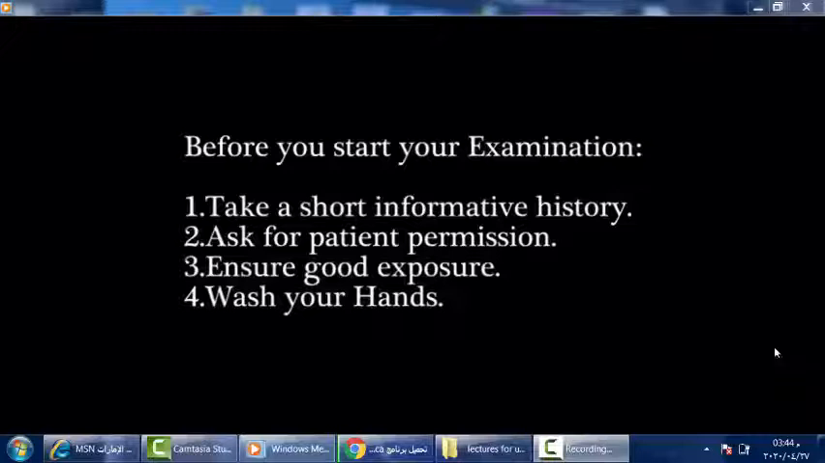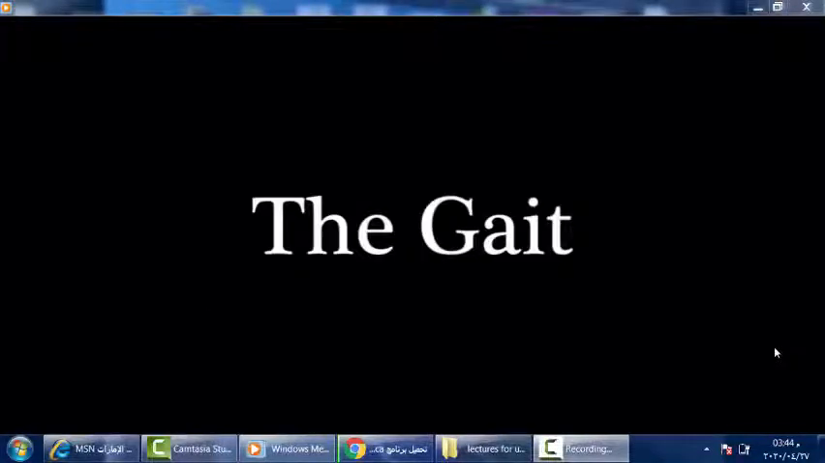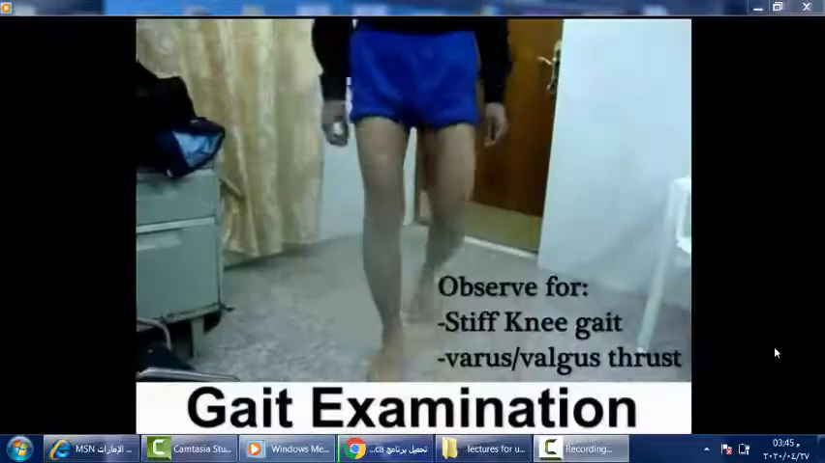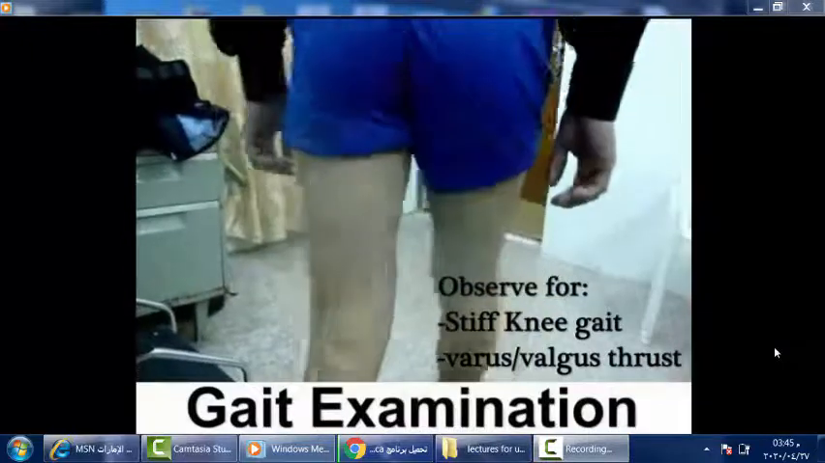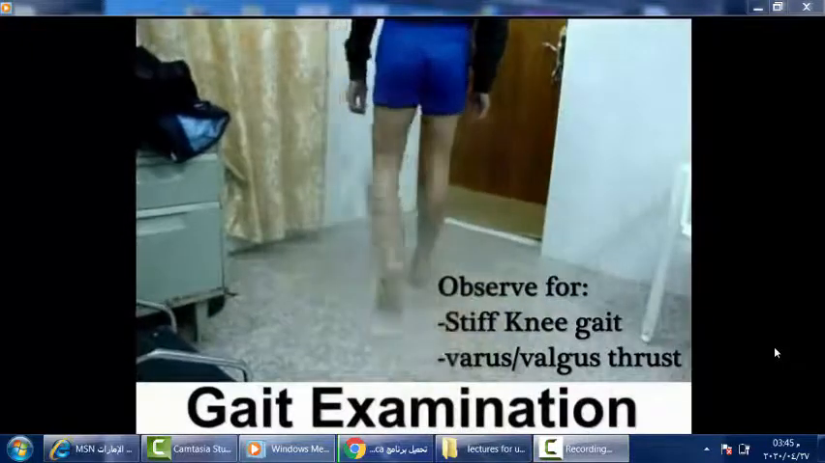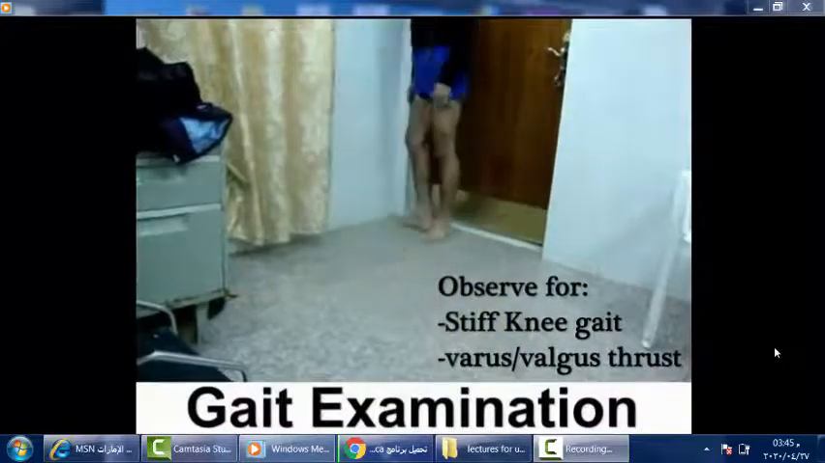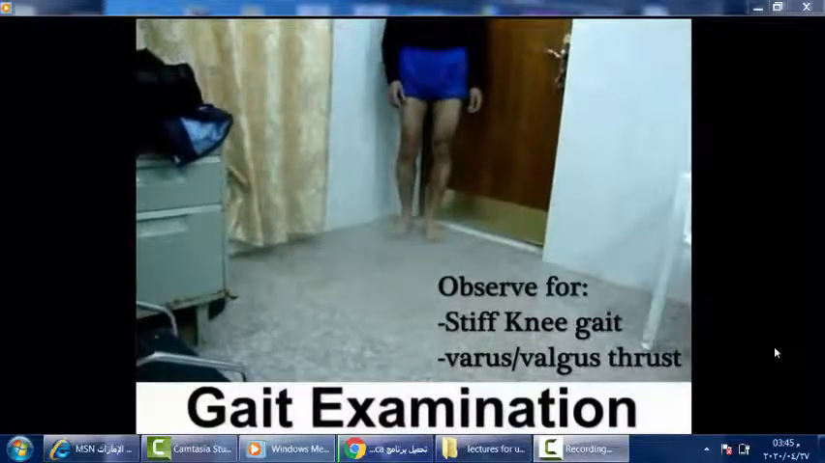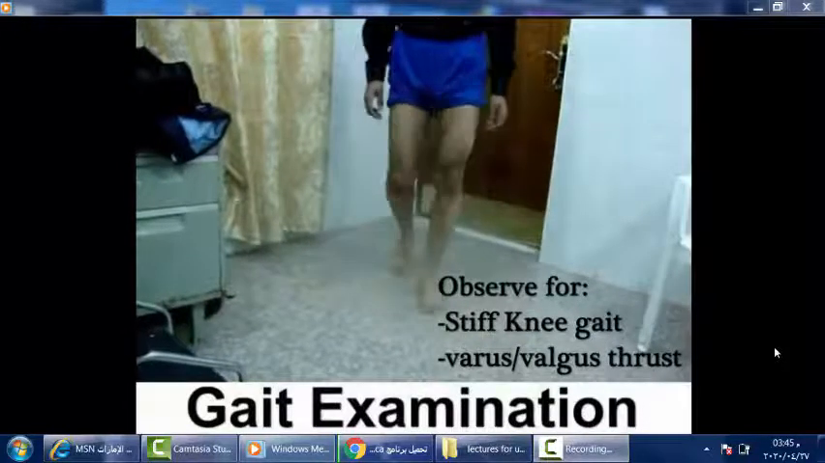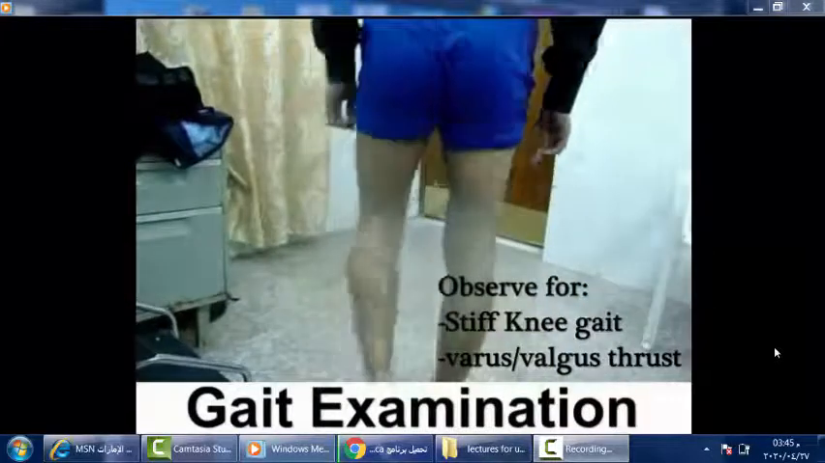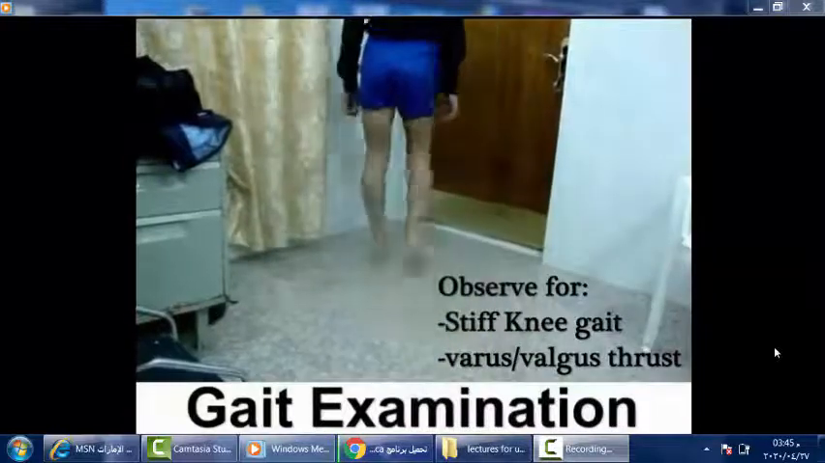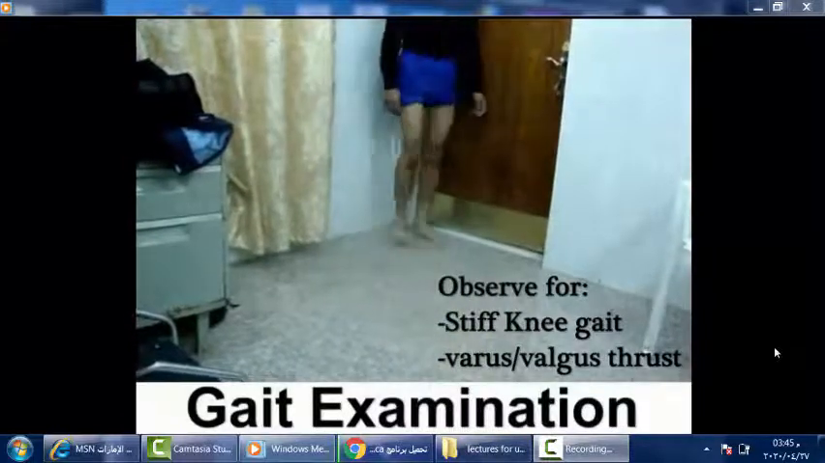This video will clarify the examination of the knee joint. The knee is a weight-bearing joint, so you should start from the gait of the patient, the neutral gait of swing and stance phase. A stiff knee gait is something different from this gait. Or the knee may go into varus or valgus thrust in case of ligamentous instability.